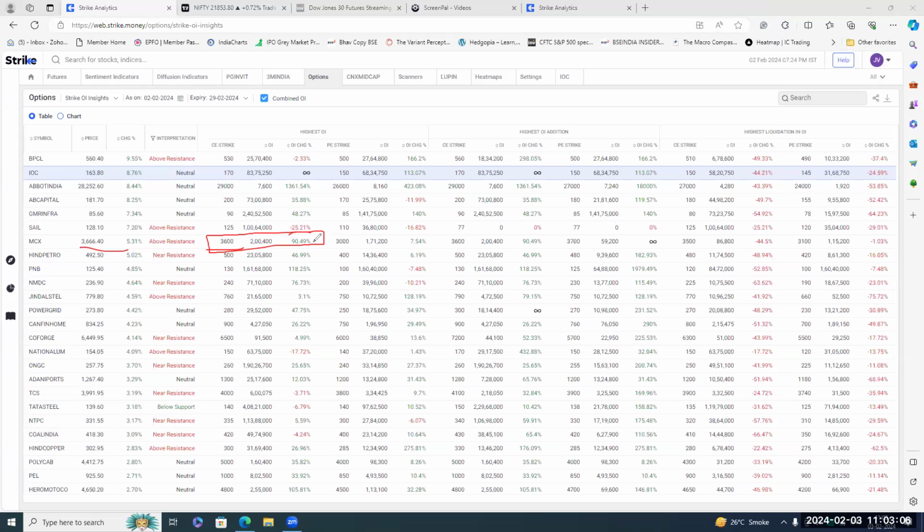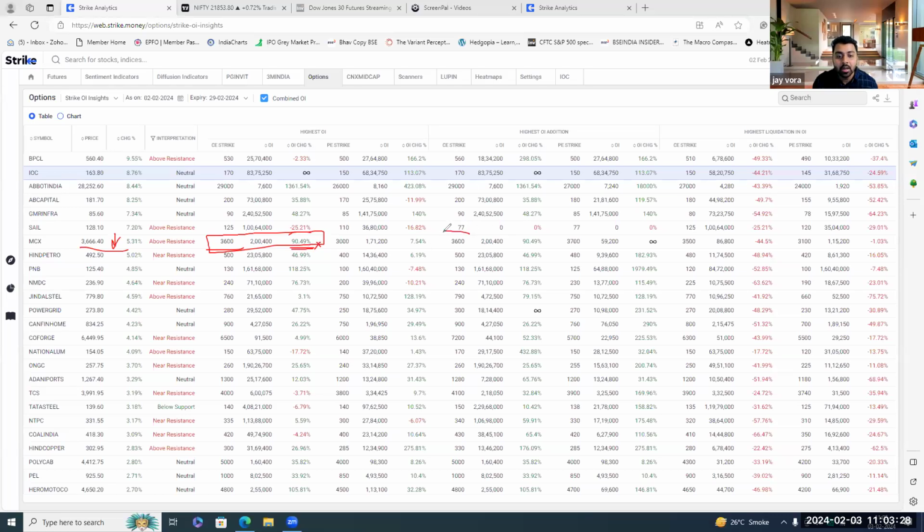So if on Monday you don't see covering happening, if these 3600 call sellers don't start covering their positions, then there is a chance that MCX can come down on Monday. But if the covering starts happening, then you need to see where the next OI addition is happening. That will tell you that from X place to Y place is where the call sellers are shifting.